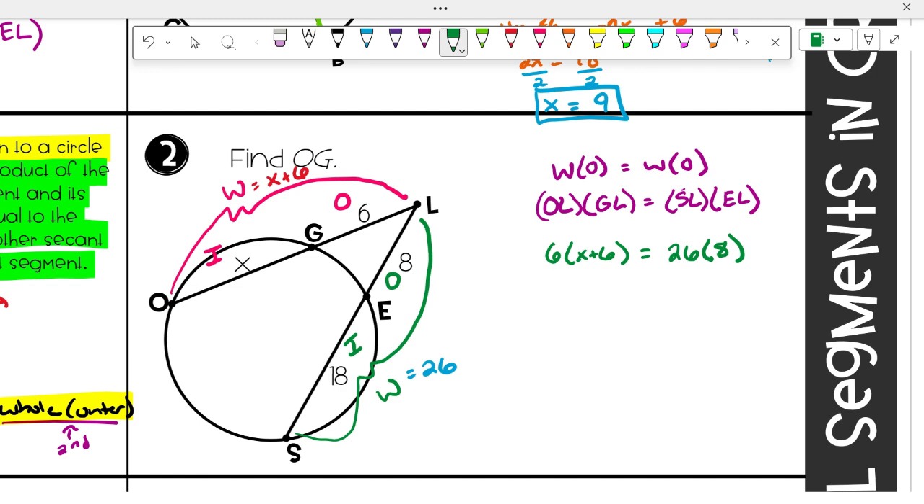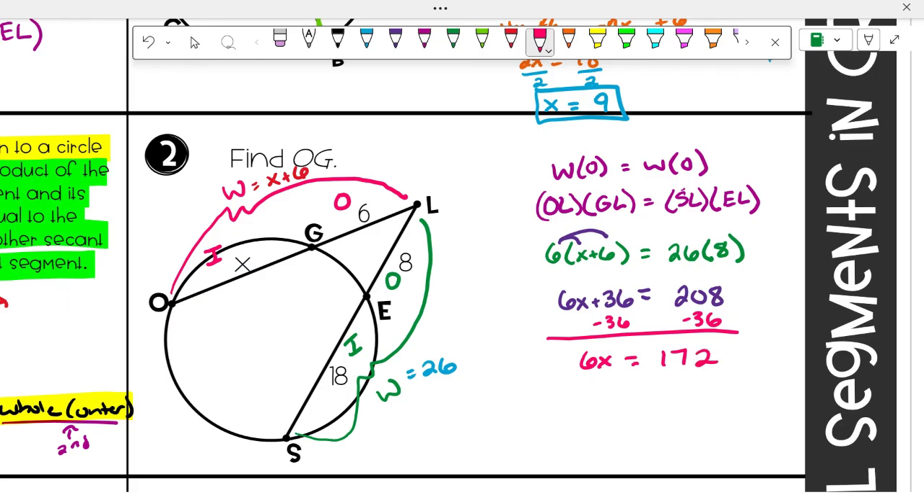First off, what's 26 times 8? If you've got a calculator, just put it in. 208. What do I need to do to the left side? Distribute that 6. Good. Then what do I do? Subtract the 36. If you do that, what do you get? I think it's 172. Am I right? Okay. And then we're going to divide by 6.